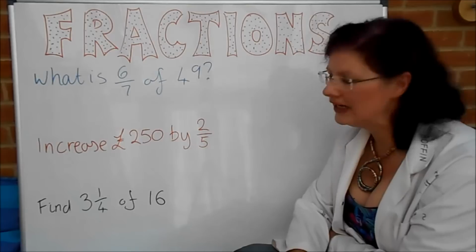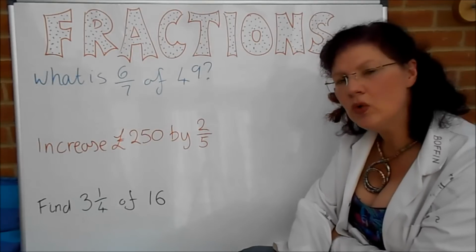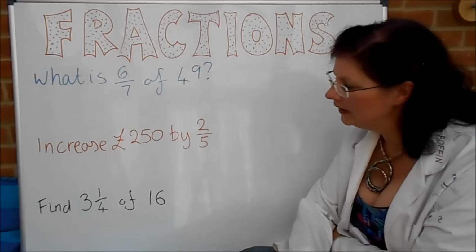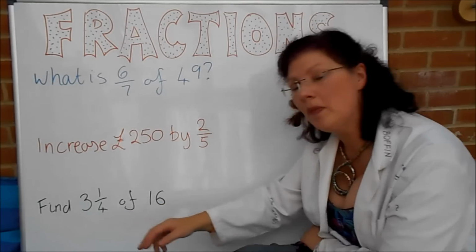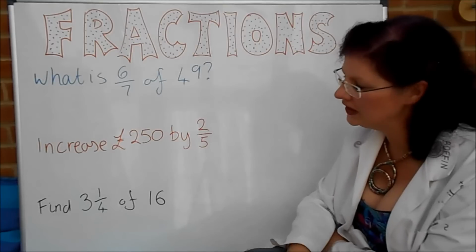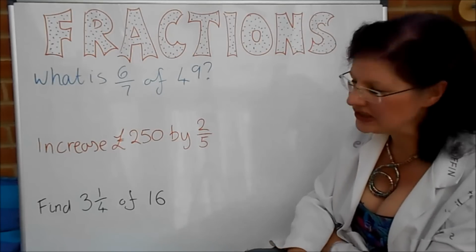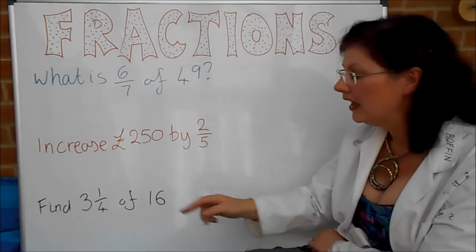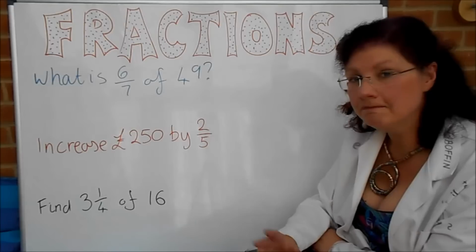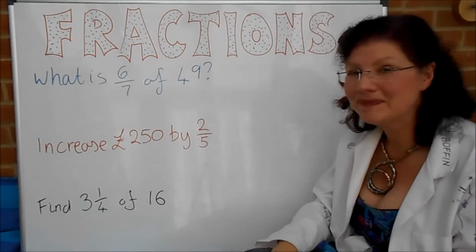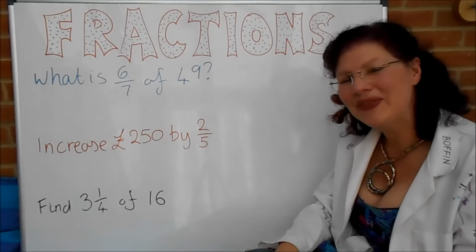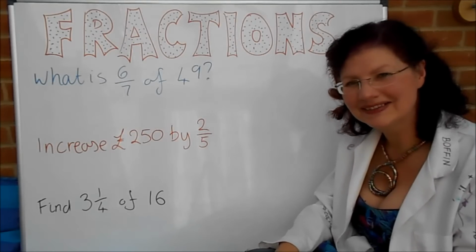And for the last one down here, we've got find 3 1/4 of 16. So you could either turn that into a top heavy fraction and then multiply it by 16 over 1, or given that the numbers are actually going to get quite big on that, probably I'd find 3 lots of 16 and then 1/4 of 16 and then add them together. Okay, so have a go with those and I'll go through them with you afterwards.